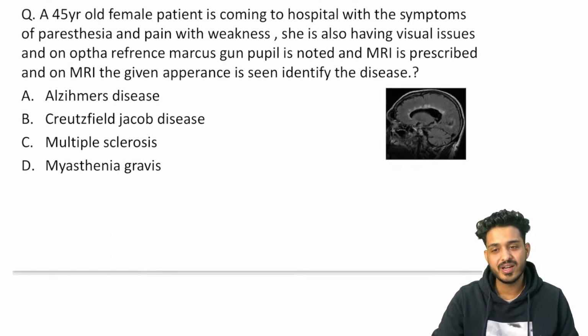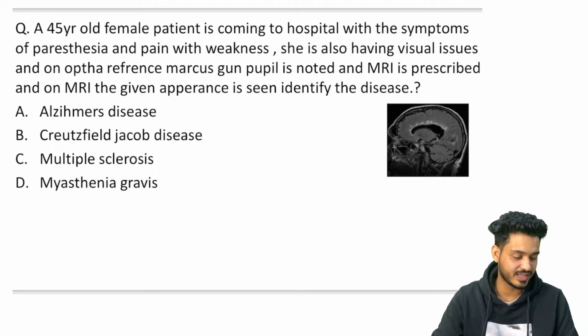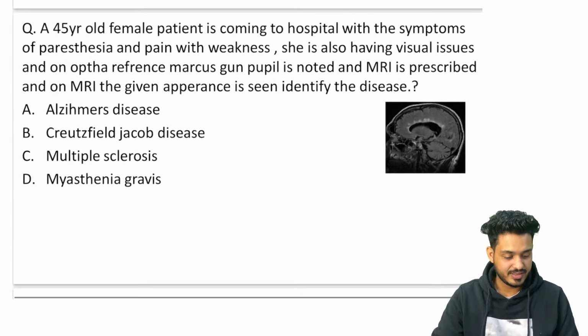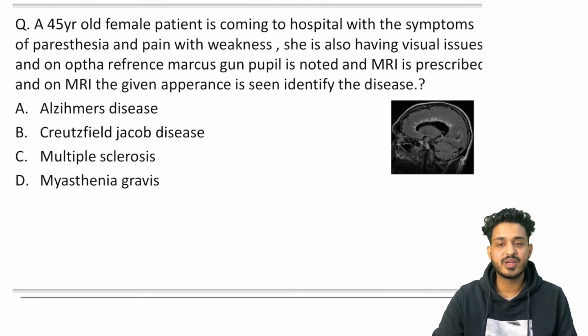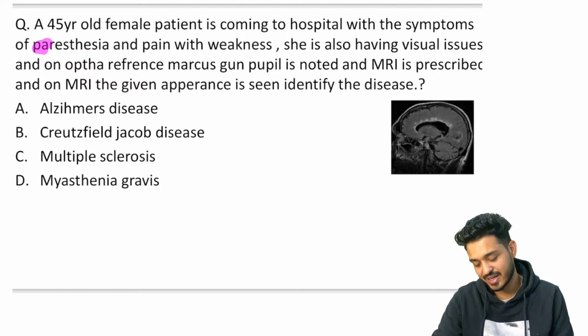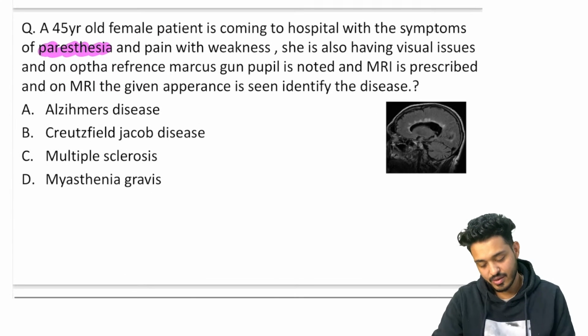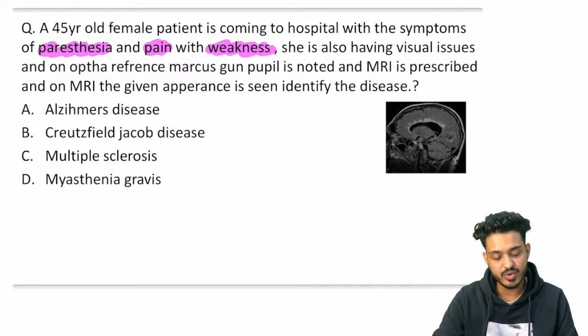Okay, now a very simple question. If you understand this particular image, the answer is direct. Like if you remember the radiology as well. A 45-year-old female patient is coming to the hospital with the symptoms of paresthesia. This patient is having what? Paresthesia and pain with weakness, right? She is also having visual disturbances.